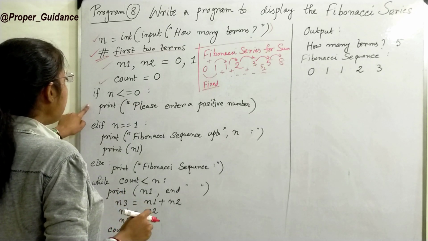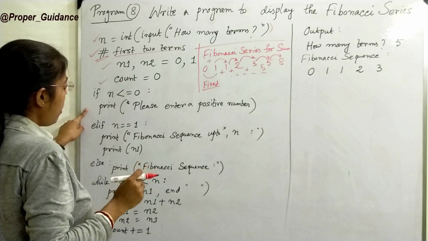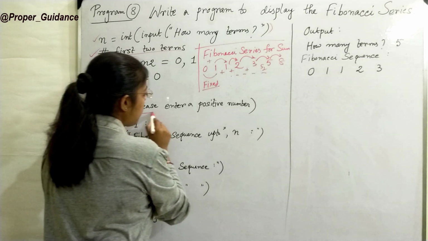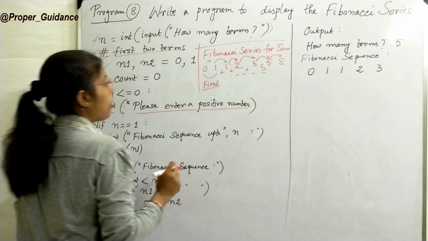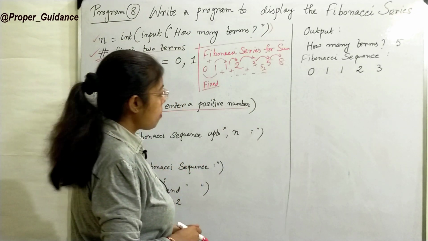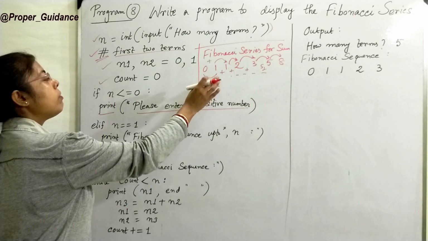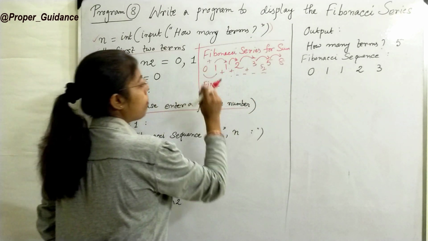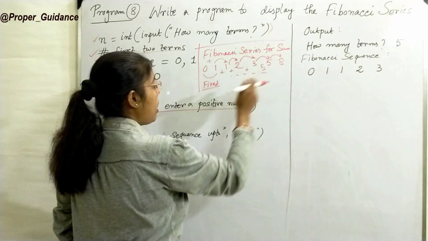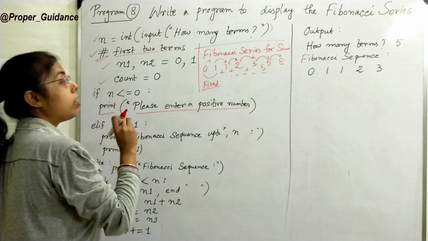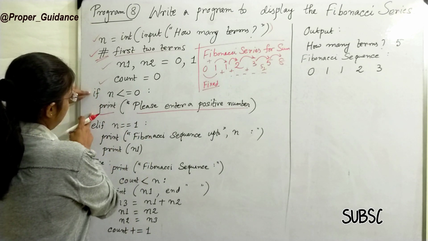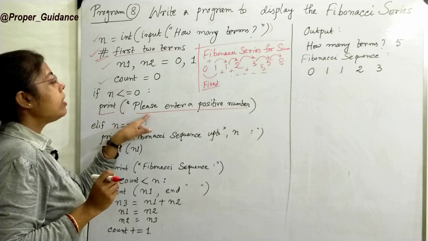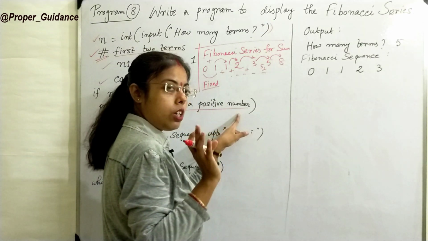Now if n is less than or equal to 0, then we have to print this statement: please enter a positive number, because for the Fibonacci series for summation, positive terms are required. No negative terms are required here, because 0 and 1 are fixed and this is a positive trend, and we should input only a positive value. That's why this line is important. If n is less than or equal to 0, print: please enter a positive number.